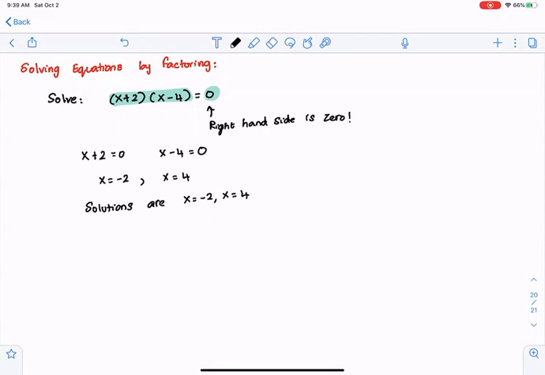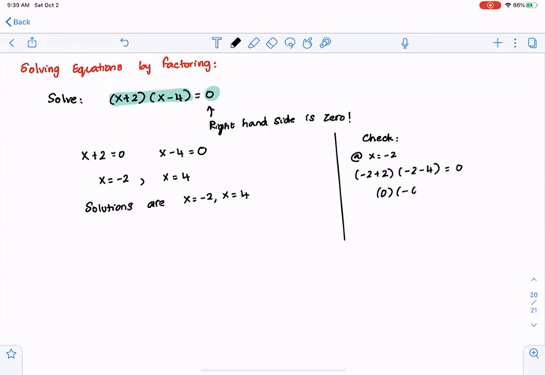Why do we call them the solutions? If I took these x values and put them back in the equation, that equation will be satisfied. If I put negative 2, I'll have negative 2 plus 2, negative 2 minus 4 equals 0. Negative 2 plus 2 is 0. Negative 2 minus 4 is negative 6. 0 times negative 6 is 0. We get 0 equals 0, which is true.